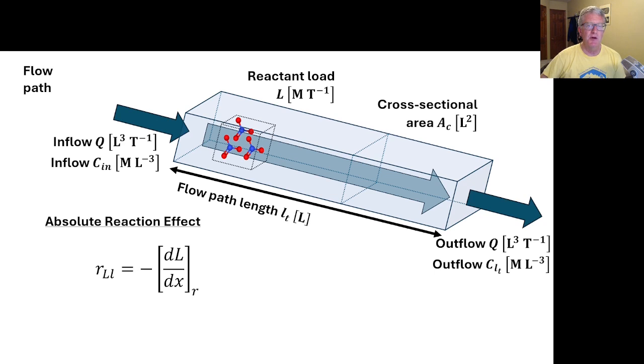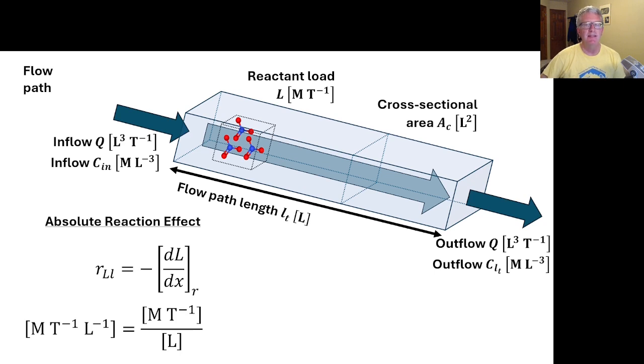The concept of load allows the definition of a longitudinal reaction rate, based on the change in load with respect to distance x along the flow path. The dimensions of a longitudinal reaction rate are thus the mass of reactant consumed per unit transit time per unit length of the flow path.